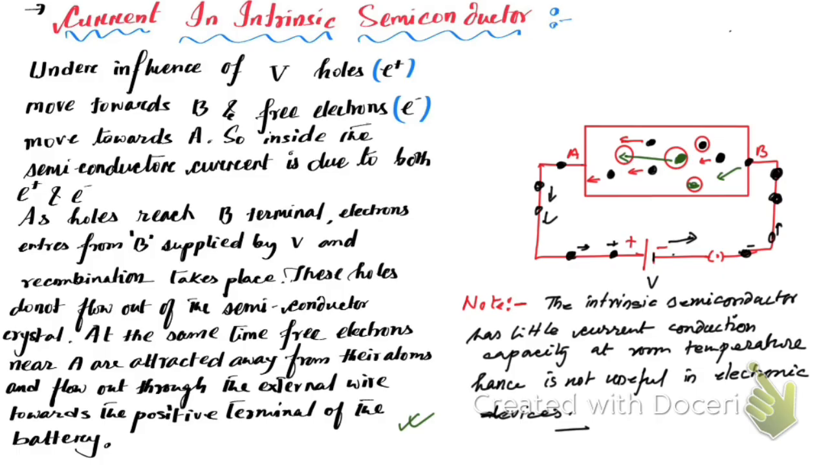So to increase the conductivity of a semiconductor, we add impurities, and then that semiconductor is called an extrinsic semiconductor, which is impure. You're going to have two types of extrinsic semiconductors, and we'll be discussing that in the next video.